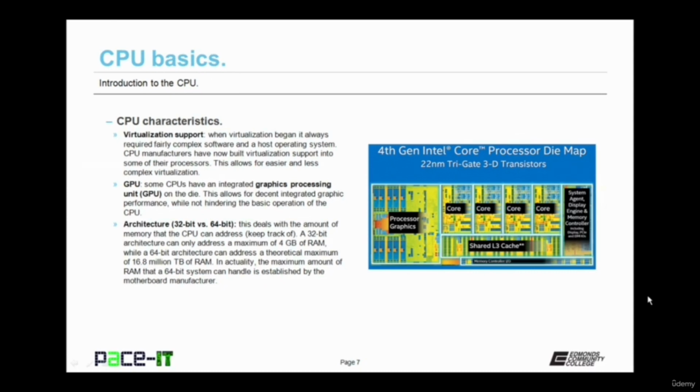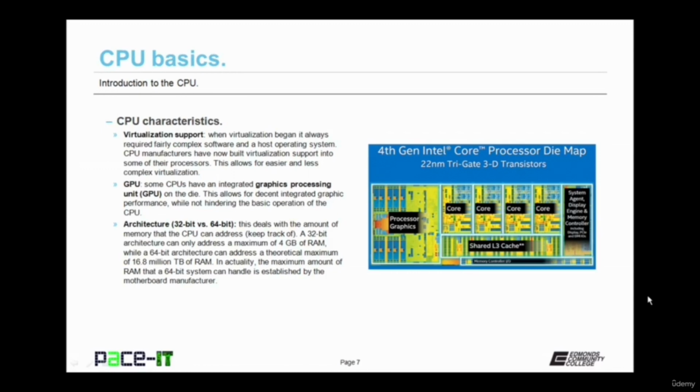When virtualization began, it always required fairly complex software and a host operating system. CPU manufacturers have now built virtualization support into some of their processors. This allows for easier and less complex virtualization.